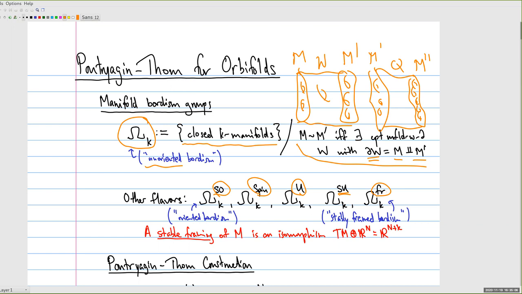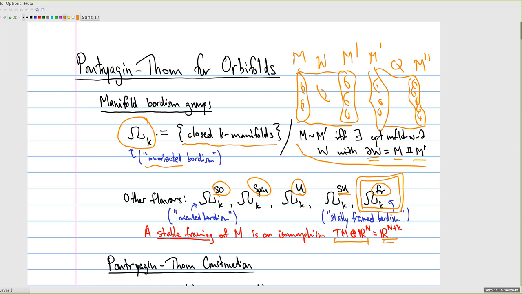What is a stable framing? Well, a framing is just a trivialization of the tangent bundle, that is, n vector fields which at every point are linearly independent. A stable framing is the same thing, but for the stable tangent bundle. So you're allowed to add a trivial bundle to the tangent bundle, and then you frame that. The reason I explained that in particular is that stably framed bordism is the context in which the Pontryagin Thom construction is somehow the simplest on the stable homotopy side.